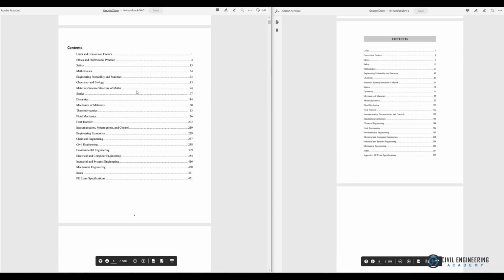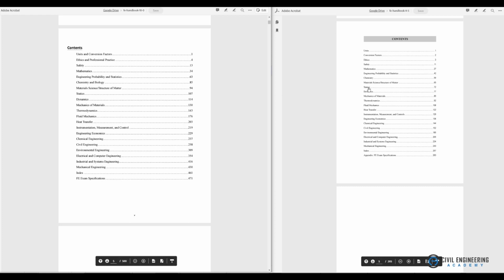So here's your contents. Here's the major changes here. So you've got units and conversions, page one. So they had units and conversions on two different pages. Safety's still there. Mathematics is still there. Engineering probability and statistics is still there. Chemistry and biology. Now it's just chemistry. Material science and structure of matter, but it's the same thing.